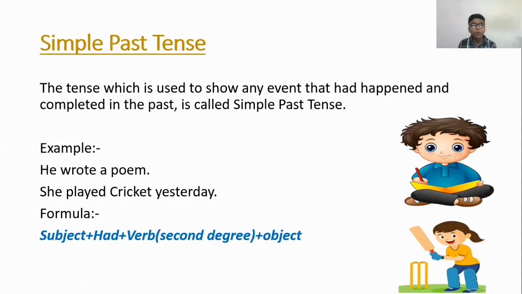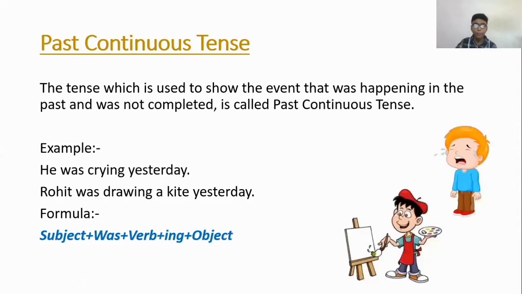Now let's go for past continuous tense. The tense which is used to show the event that was happening in the past and was not completed is known as past continuous tense. It means the verb, the action, the event, anything which was happening in the past and was not completed in the past, but after some time it might be completed. So that all comes under past continuous tense.